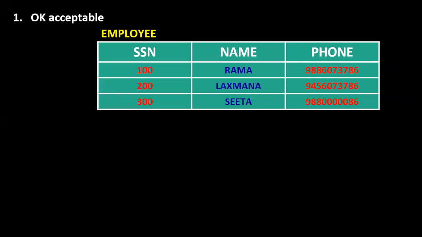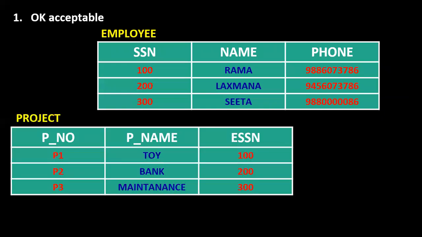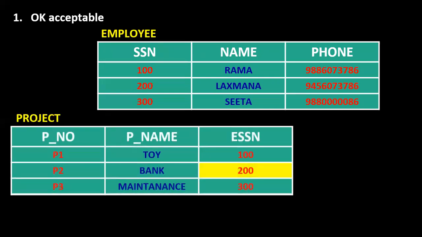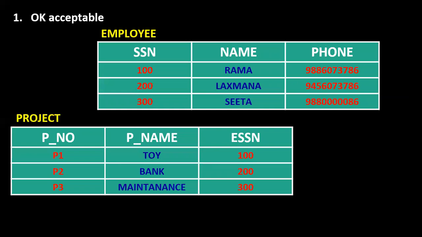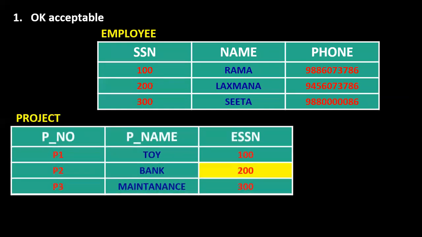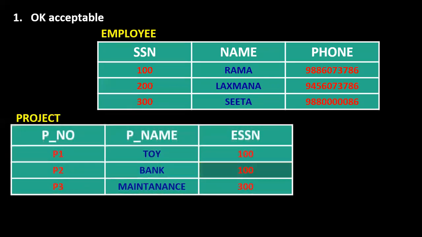Again, while updating, sometimes the update may be acceptable, or sometimes it may lead to some violation. We'll see. This is an employee table. Now the project table. Earlier on project P2 employee 200 is working. Now I want to change the employee on project P2. So instead of 200, I will assign the employee with SSN 100 to project P2. Is this possible? Is this okay?